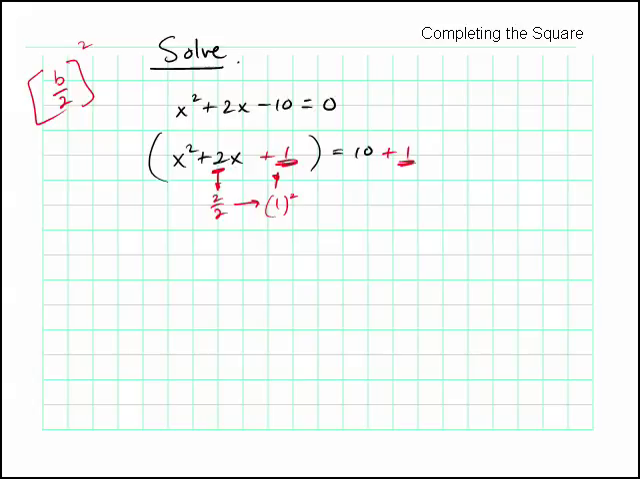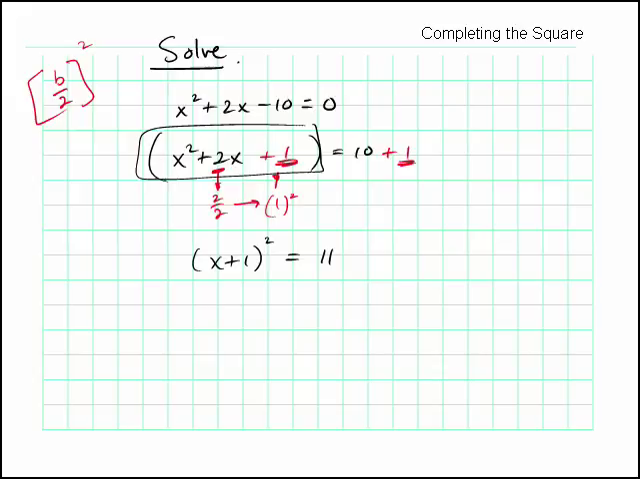If you look at the left side, x squared plus 2x plus 1 factors, this right here, factors to a perfect square. It is x plus 1 times x plus 1, or in other words, x plus 1 quantity squared. And on the right side, we have 11. There it is. Okay, I've completed the square.